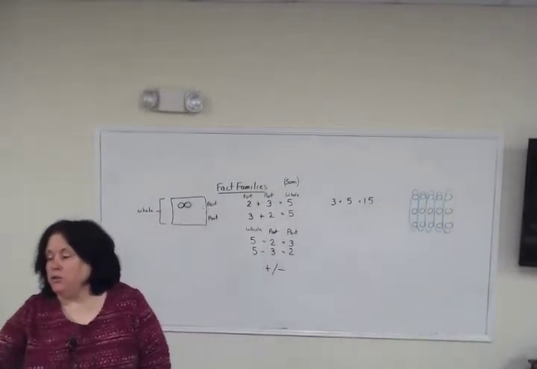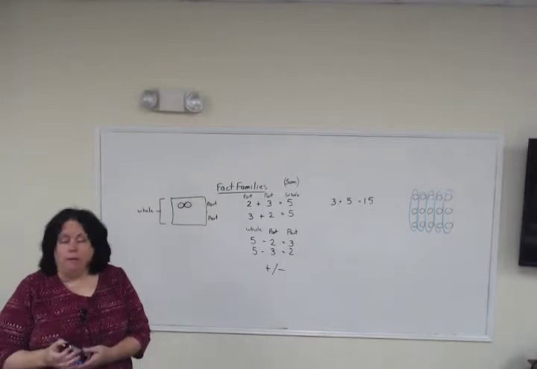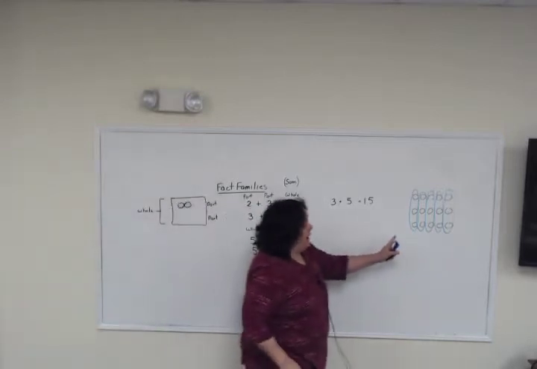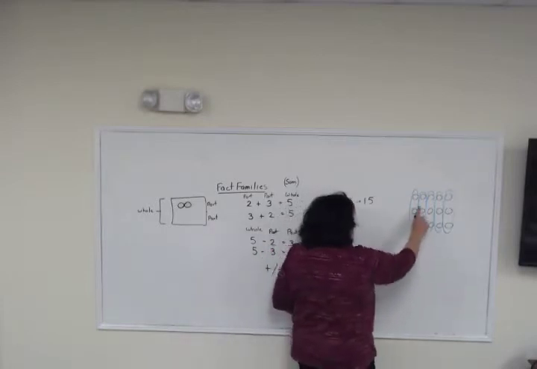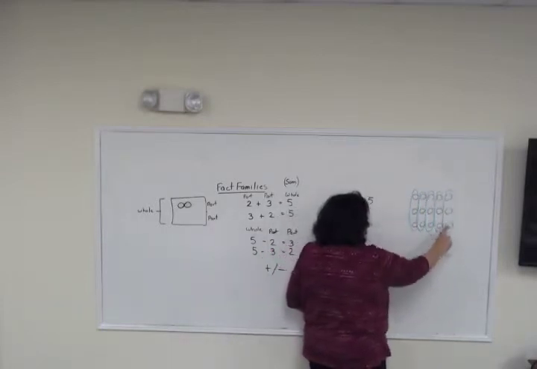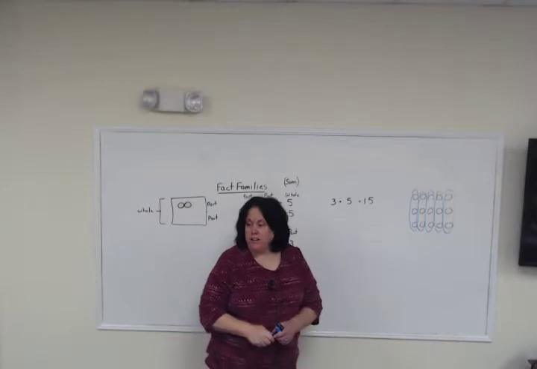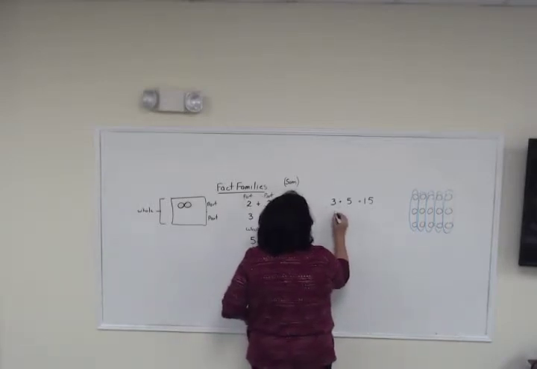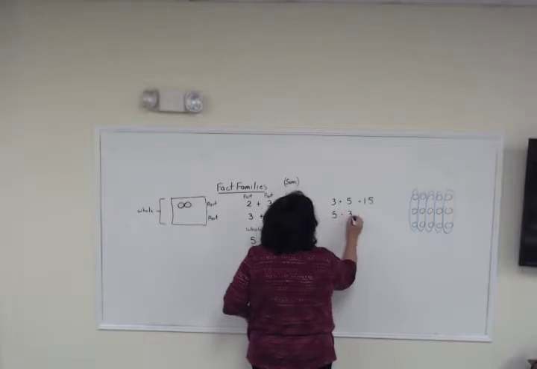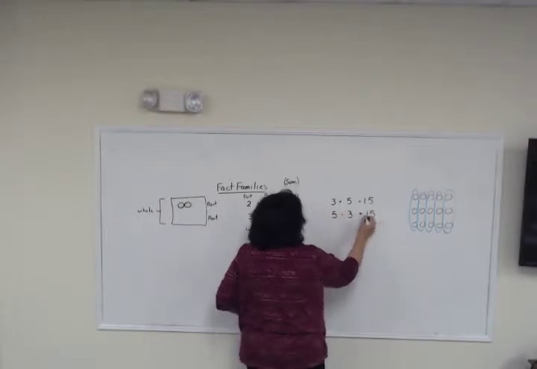And how many do I have, Ms. Emma? How many groups of 3 do I have? 5. That's right. 5 groups of 3. 1, 2, 3, 4, 5. It still equals 15, doesn't it? Because I still have the same number of marbles. So multiplication facts are the same thing as addition facts.